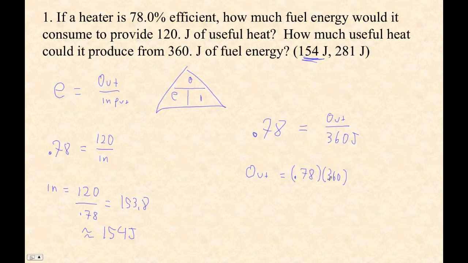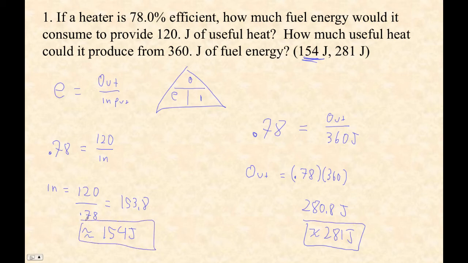So 0.78 times 360. Only 78% of it gets put out, right? So that's what we're doing here. So we get 280.8 joules, which is about 281. Ta-da. Good enough. Good luck.